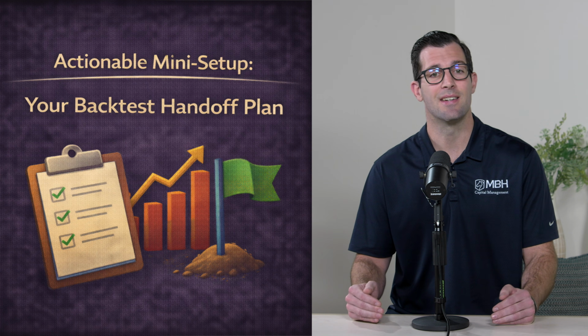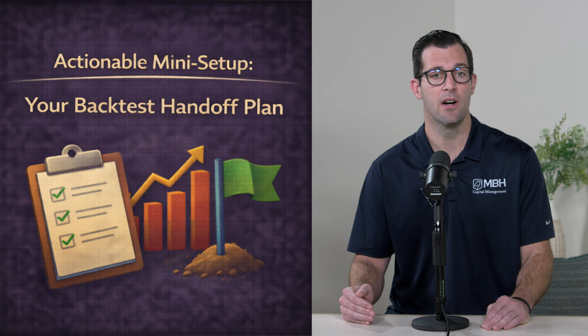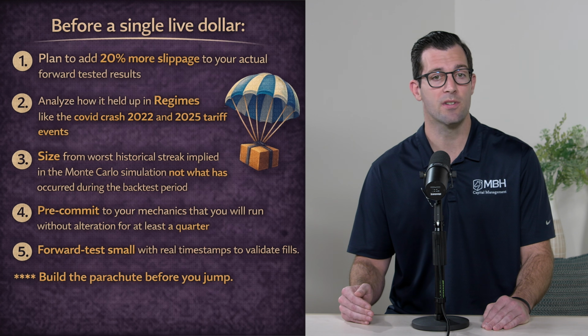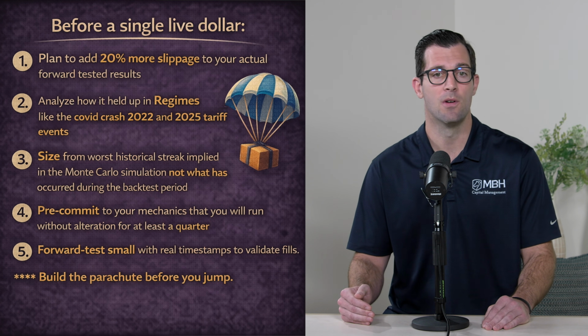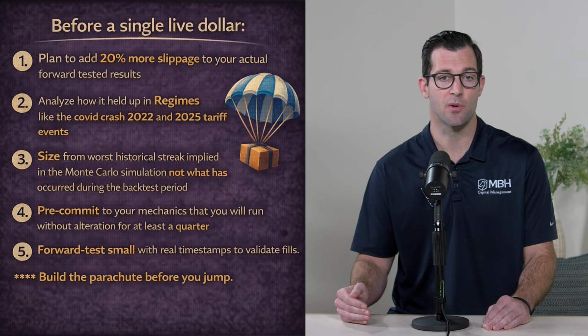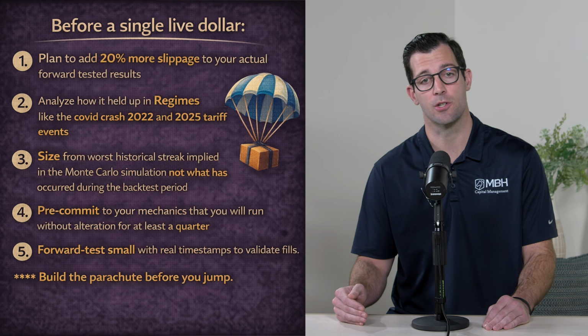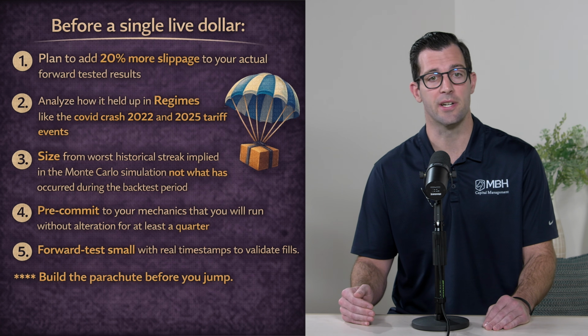Your backtest needs a handoff plan. Before I ever start anything or sell a single dollar, I plan to add 20% more to my slippage from forward tested results into my backtest to budget for the inevitable. I also want to analyze how it held up during different regimes like 2025 and the tariffs, 2022, and the COVID crash. And most importantly, size. Size for the worst historical streaks implied by the Monte Carlo simulation, not what occurred just during the backtest period.